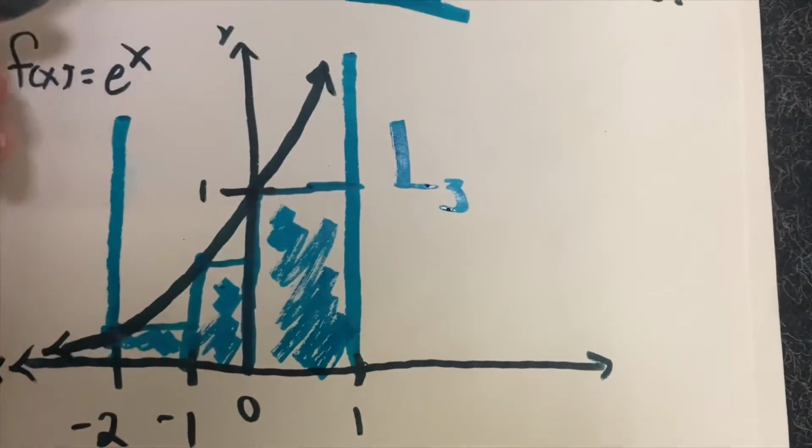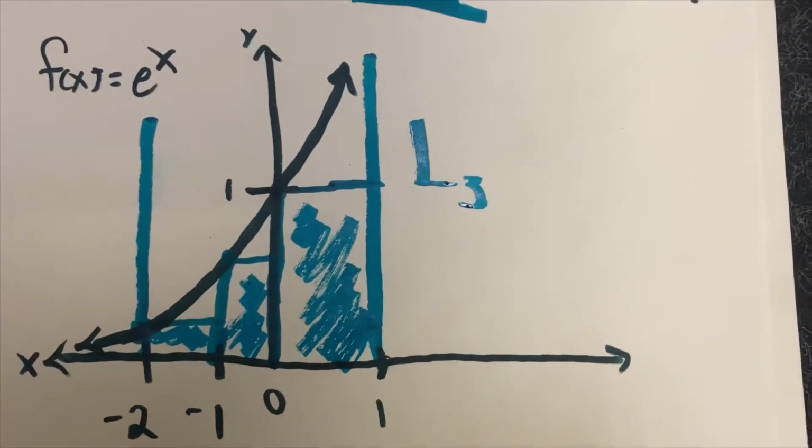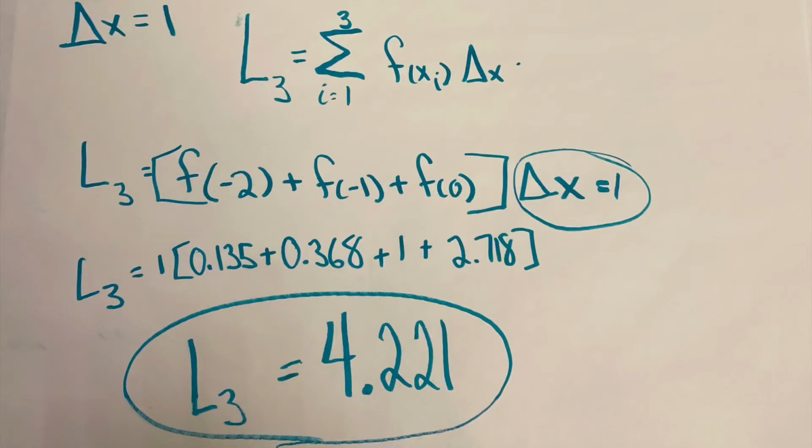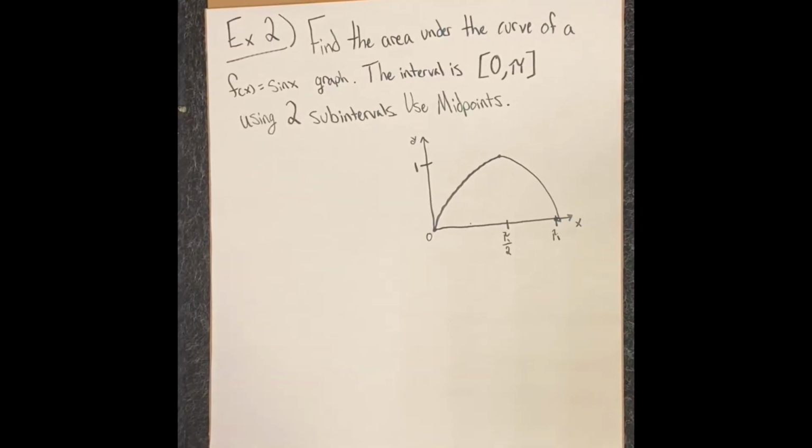So there's 3 rectangles because it's an interval of 3. So then when you add those all together and multiply it out, you get 4.221.